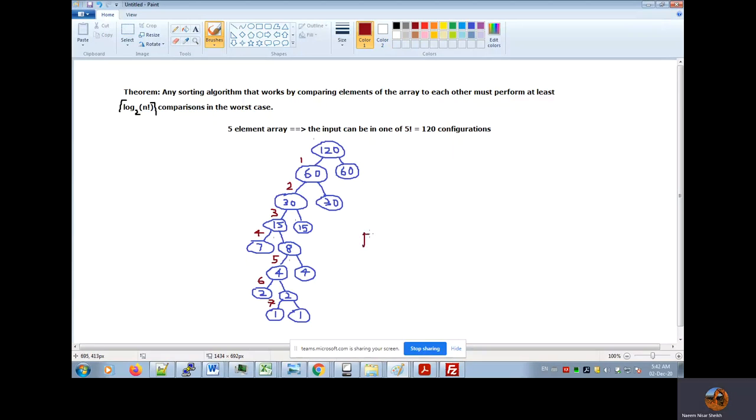Okay? The ceiling of log base 2 of 120, which is 5 factorial, is indeed 7, because the next perfect power of 2 is 128, which is 2 to the power 7. So yes, using this kind of binary tree approach, we can see that any sorting algorithm that works by comparing elements of the array to each other must perform at least 7 comparisons in the worst case on at least one of the inputs. If its input is size 5, then it must do at least 7 comparisons for at least one configuration of the input.